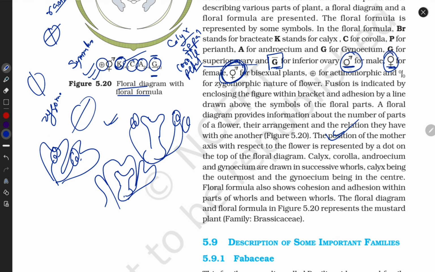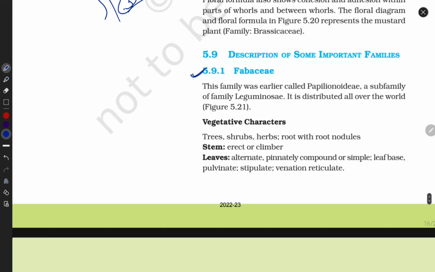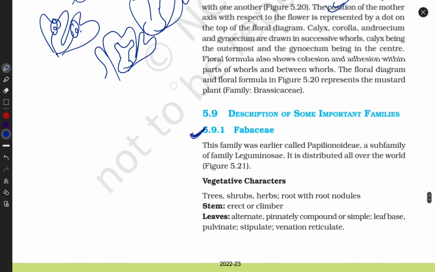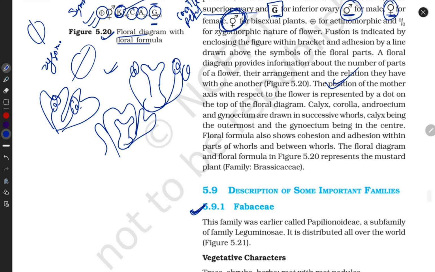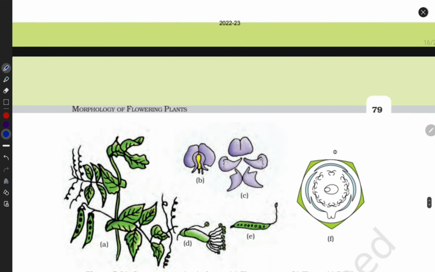Now clear? Very clear. Let's start with Fabaceae. Important, guys. Your long-term question, your class 11 theoretical exam, important. They give you an example like: explain the floral diagram and formula of Fabaceae. Then you have to remember this thing.